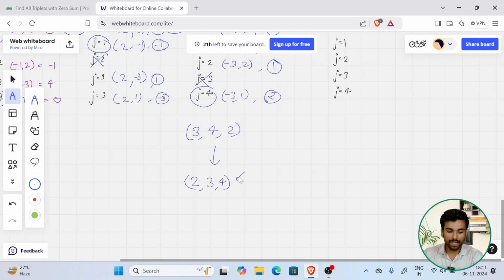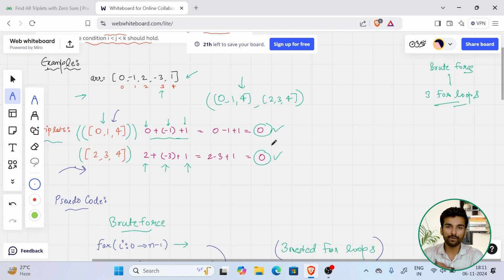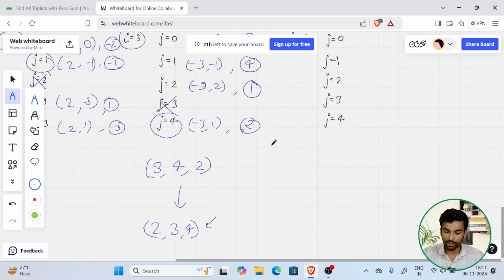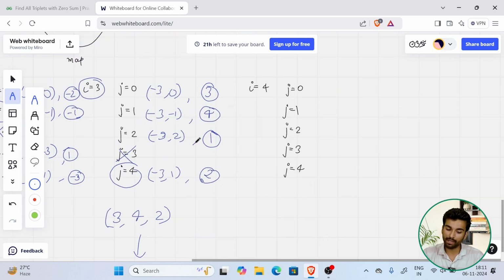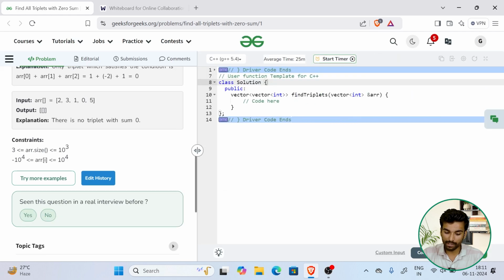Okay, so it means that the values present at indexes 2, 3 and 4 sum up to 0. Here you can also see that we have got the answer 2, 3, 4. So that's how we are going to solve this. Let's quickly try to code this up. You can also do the dry run for the iteration equal to 4. Okay, so we will quickly move to the coding part.